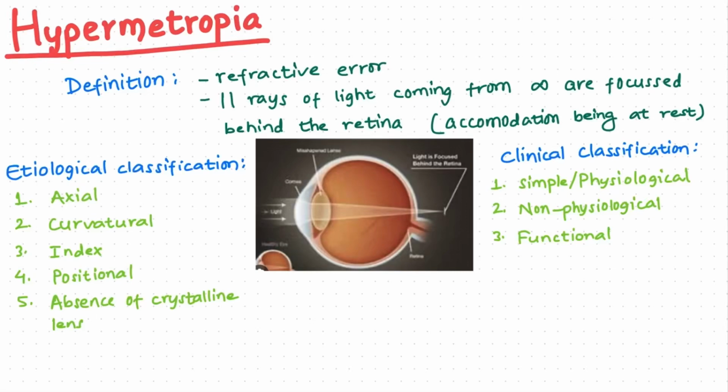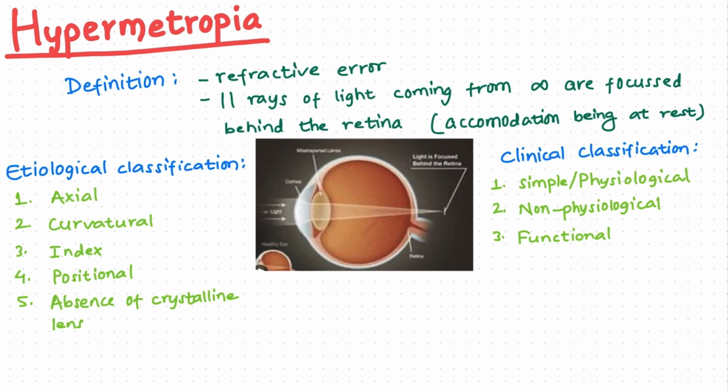In this video I will be talking about hypermetropia. Starting with its definition, it is a type of refractive error in which the parallel rays of light coming from infinity are focused behind the retina when the accommodation is at rest, right? When the rays of light coming from infinity are focused beyond the retina, the image formed is not clear, it's going to be blurry.